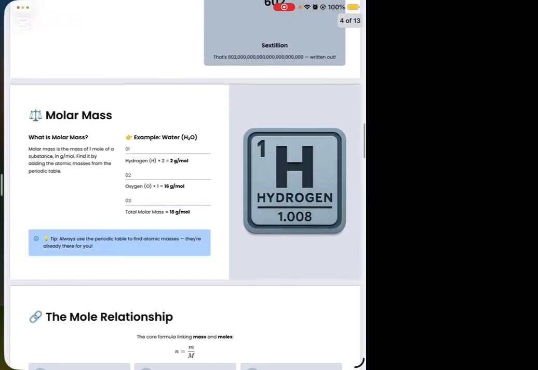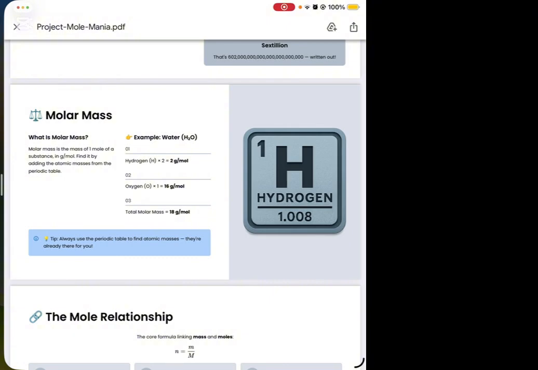Molar mass. Molar mass is the mass of one mole of a substance measured in grams per mole. We find it using the periodic table. For example, water: hydrogen is 1 gram per mole, and there are 2 atoms, so 2 grams. Oxygen is 16 grams per mole, so the total molar mass is 18 grams per mole.